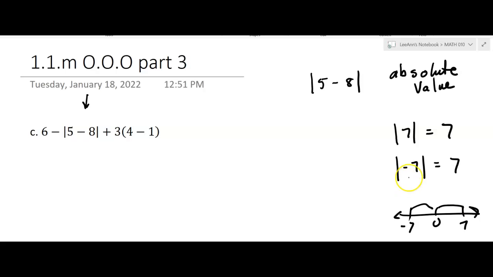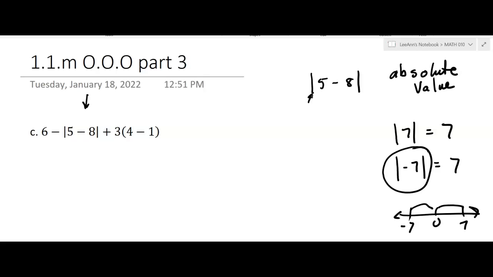Sometimes students think, oh, well, it makes everything positive. Well, you have to look at what's inside the absolute value. And then, yes, it will take that absolute value and not assign a positive or negative to it. Okay, so that being said, for our purposes in the order of operations, it's a grouping symbol. It's like parentheses or brackets.